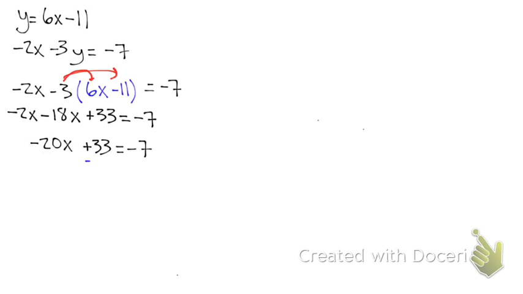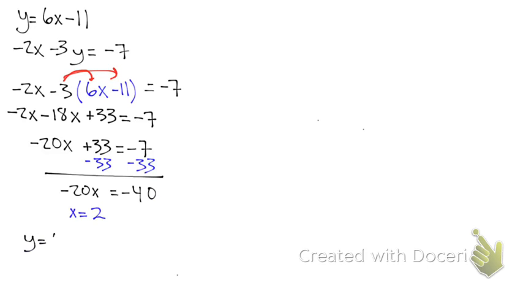From here, to cancel out a positive 33, we have to subtract 33 on both sides of the equation. So negative 20x equals negative 7 minus 33, which is negative 40. Divide both sides by negative 20, and x equals 2.